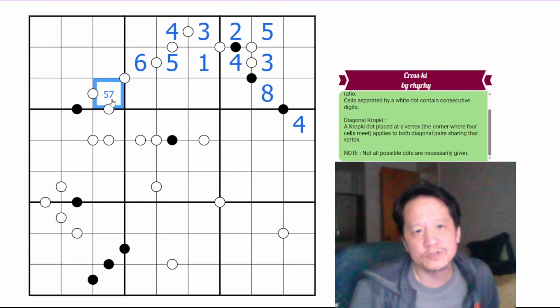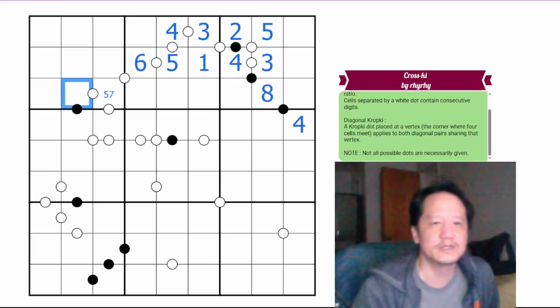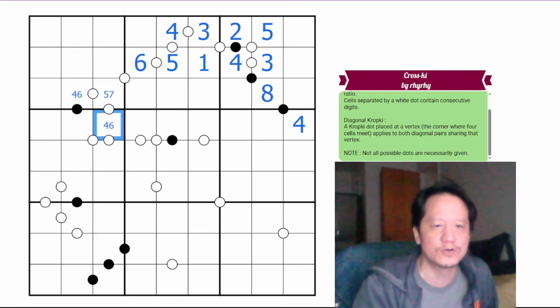If this were 7, this has to be 6. So this would be consecutive with 4 or 6. This can't be 4, 6, or 8. This cannot be 4 here. So 4 or 6 is then in a 1 to 2 ratio with 2 or 8 or 3.